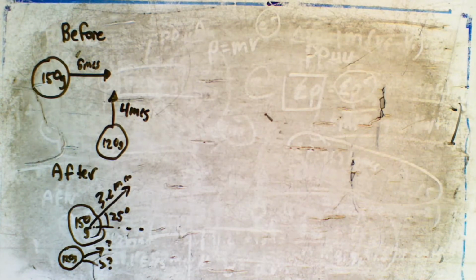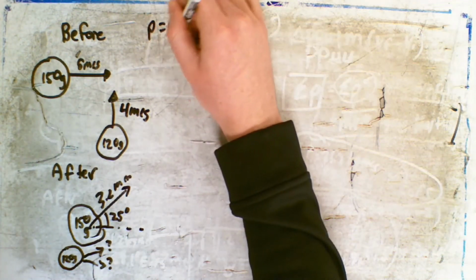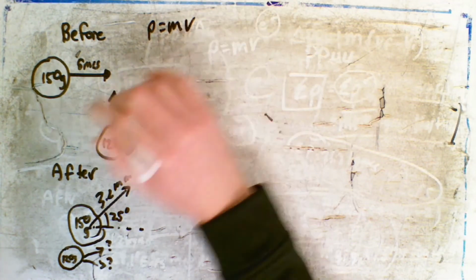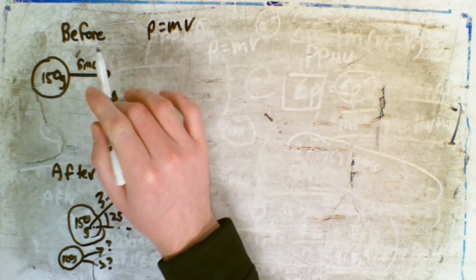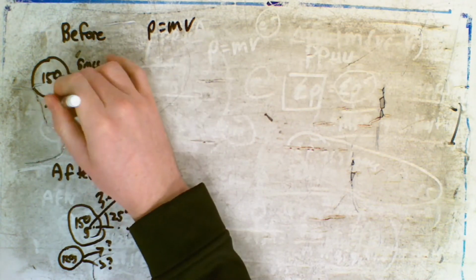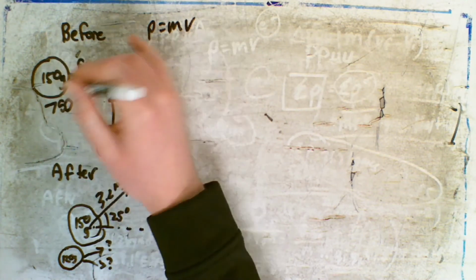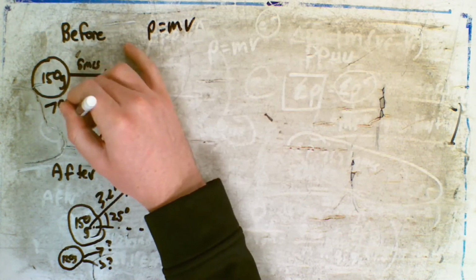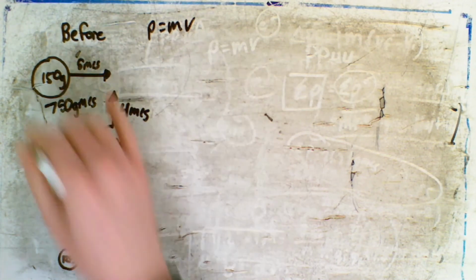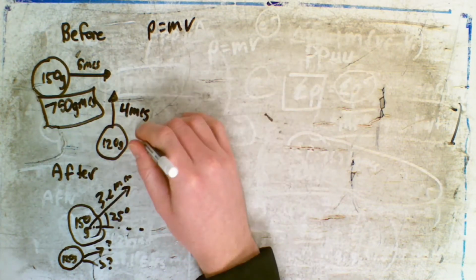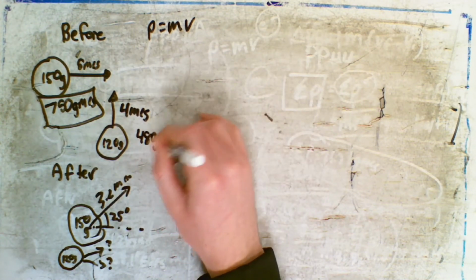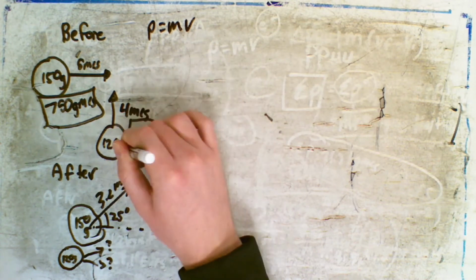Okay. So again, what I'm going to do is use p equals mv, mass times velocity, and these are pretty easy to calculate because 150 times 5 is 750. I can keep it in grams as long as everything's in grams, so this would be gram meters per second. So that's my momentum of this. And then this is 480 gram meters per second. Don't even need a calculator for that.